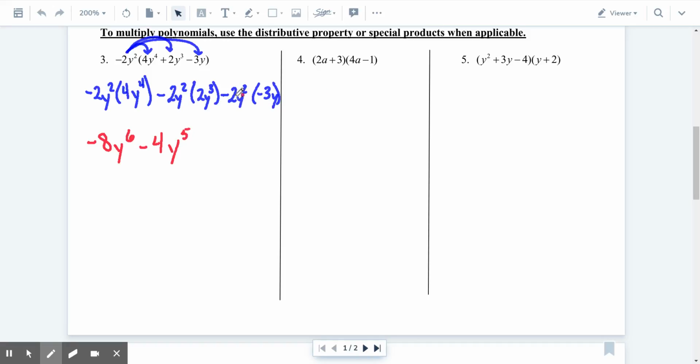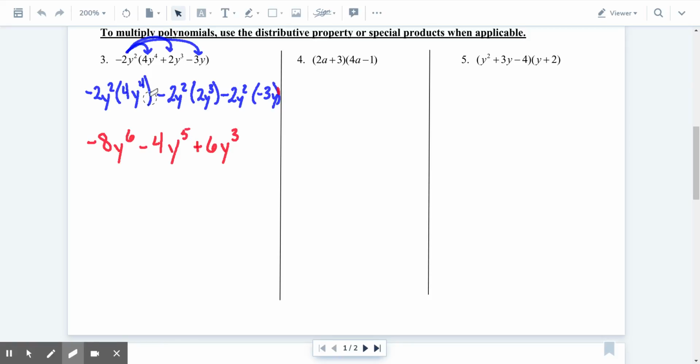And at the end, a negative 2 times a negative 3 should give us a positive 6. And y to the second times y, which is y to the first, remember. Y to the second times y to the first, add those exponents. 2 plus 1 would give you y to the third. And if you look, there are no like terms because all of the y's have a different exponent. So we've officially simplified this expression.